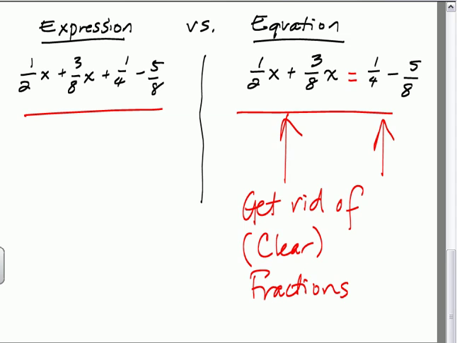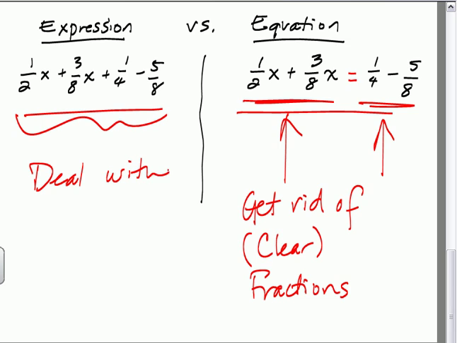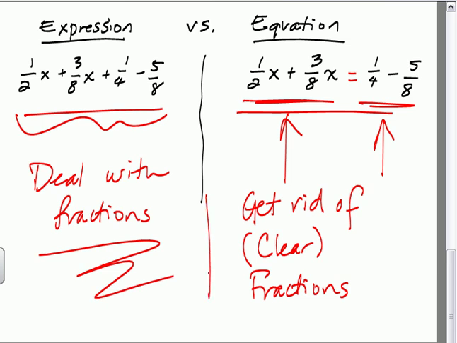Now contrast an equation, where you have two sides, to an expression. This is an expression. It looks exactly the same, but there's no equal sign. There are not two sides. So in this case, you just have to deal with the fractions. You cannot get rid of them. I want to emphasize that we love equations because we can do anything we want, and with expressions we just have to do what it tells us to do.